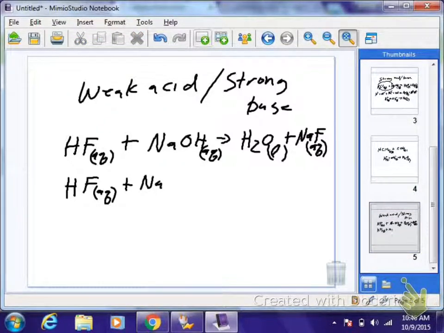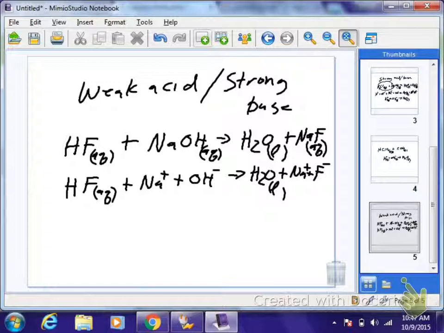HF plus Na plus OH minus gives you H2O plus Na plus F minus. Any questions on that? Does that make sense? So we're not breaking apart the HF. That's your complete molecular, and this is the complete ionic. We're not breaking it apart because it is a weak acid. Weak acids don't break apart.